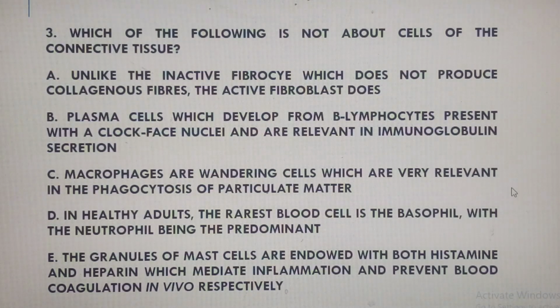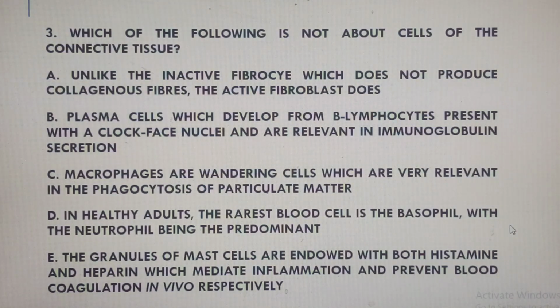Let's go to option C. It says macrophages are wandering cells which are very relevant in the phagocytosis of particulate matter. Yes, that's a very true statement. You know that macrophages will be coming from, of course, monocytes, and they will be very relevant as phagocytes. So that's what they will do.